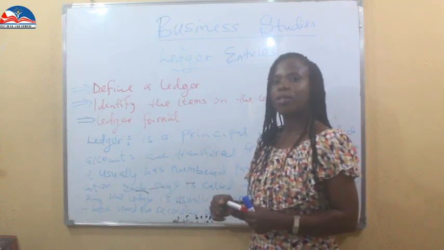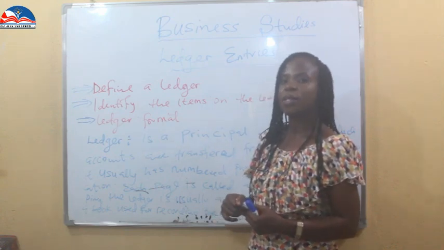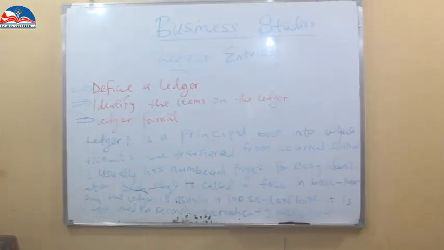Now let's see what a ledger is. It's a principal book into which accounts are transferred from journal entries. It usually has numbered pages for easy identification. Each page is called a folio. In bookkeeping, the ledger is usually a loose book.